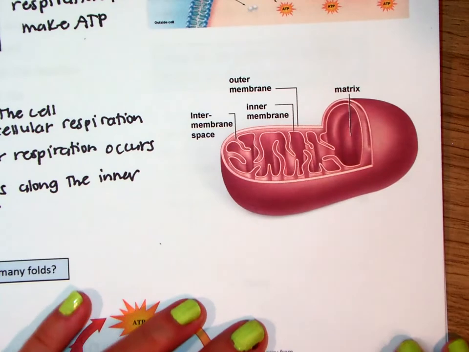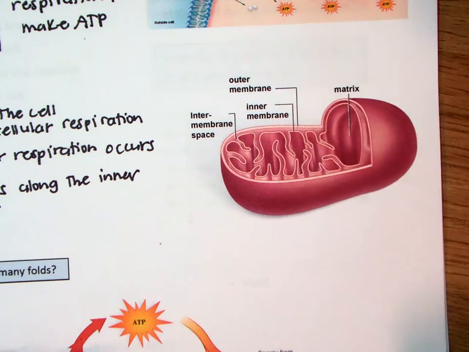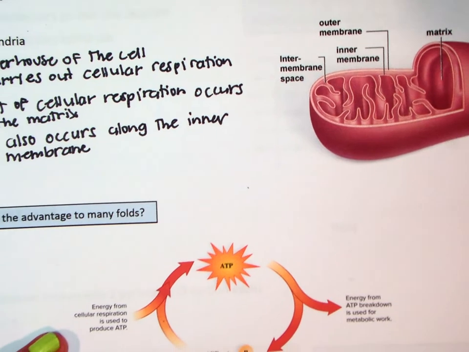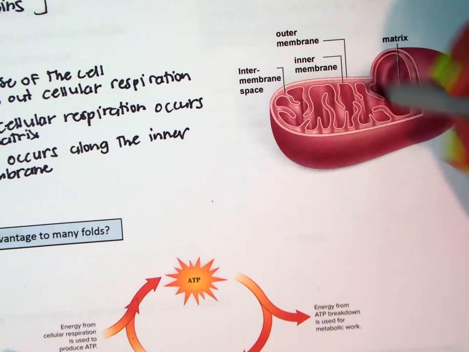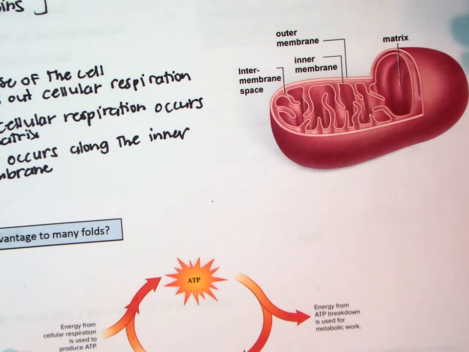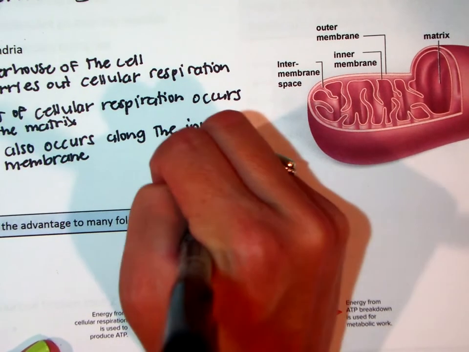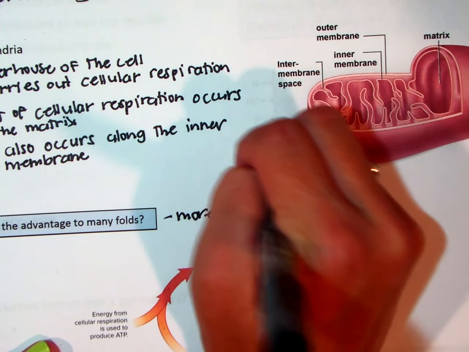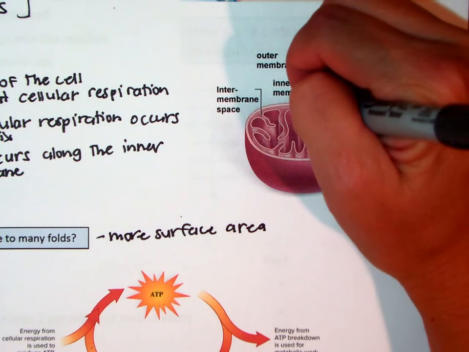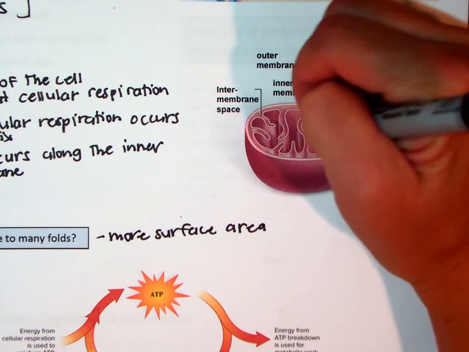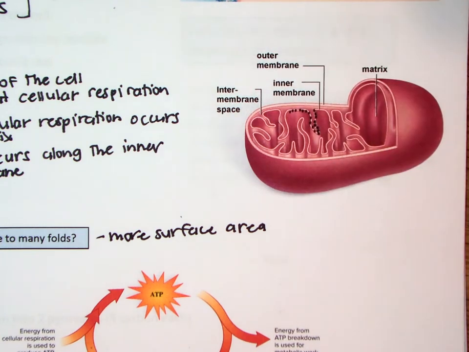So if you look here, the inner membrane is highly folded. It has all these projections. And so what is the advantage to those many folds? If you ever have something with a lot of folds, it's usually to create more surface area. Alright, so there's part of the reaction that's going to occur along this inner membrane. And with all these folds, that gives us lots of space for these reactions to happen.